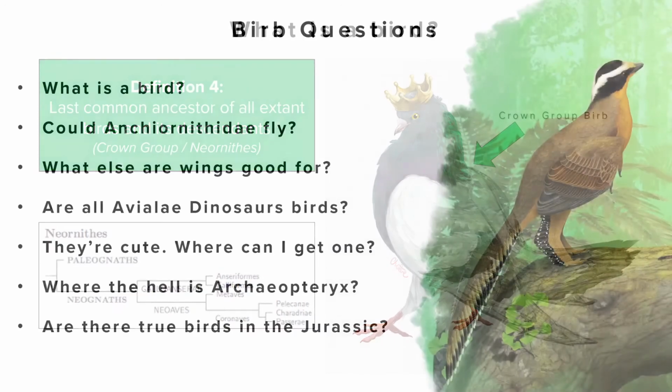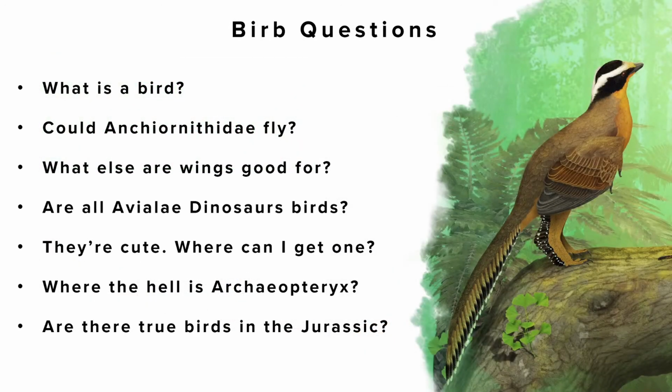So, knowing this, let's go back to those questions. What is a bird? The common ancestor of all living birds and all its descendants. Could Anchiornis fly? Some of them maybe, but not all of them for sure. Anchiornis definitely couldn't. In that case, what else were the wings good for? Well, they could help glide, and also they could help an animal climb. For example, when it was running from a predator up a hill, having wings to generate additional lift could have actually been helpful in helping it escape.